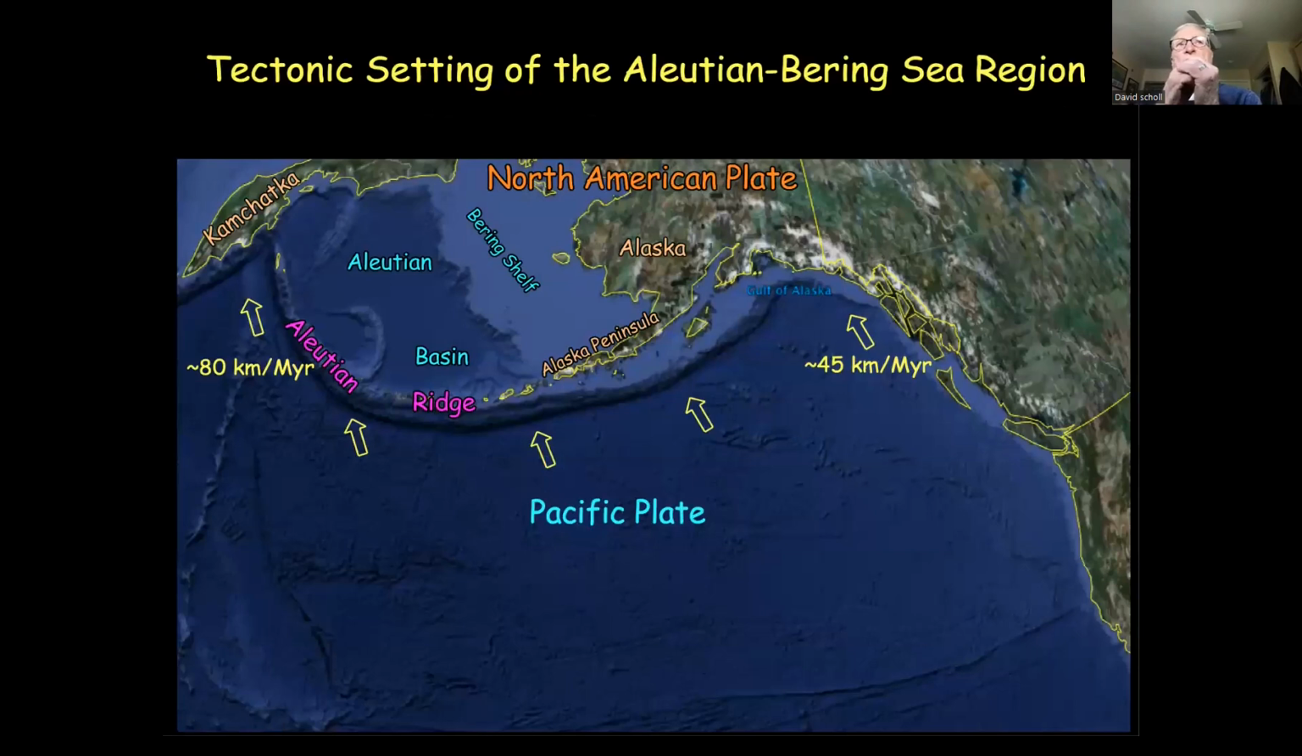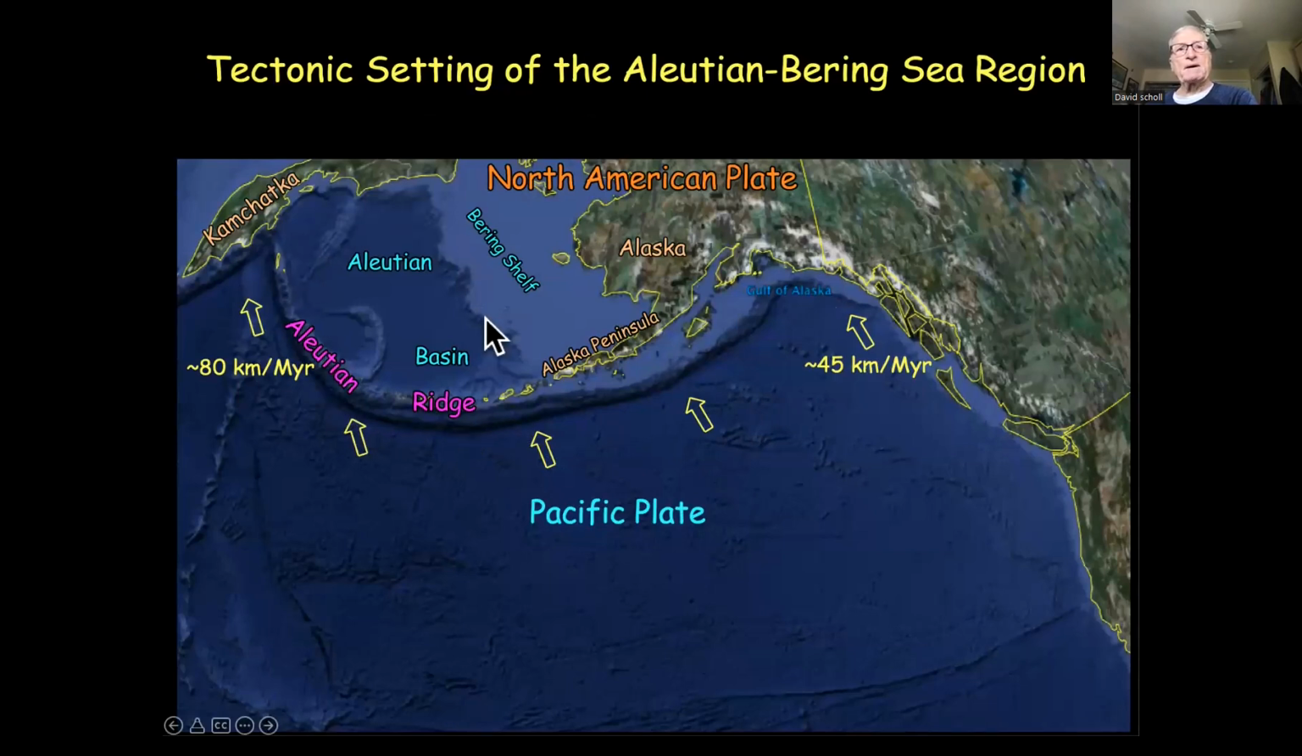So I'd like to show the tectonic setting of the Aleutian Bering Sea region, the present setting. The Pacific plate underthrusts the Aleutian Trench here, the Aleutian Ridge, and way over here on the eastern side of Alaska at about 45 kilometers per million years, but all the way over here on the Kamchatka side, almost twice that at 80 kilometers per million years. Very oblique underthrusting as we go this way.